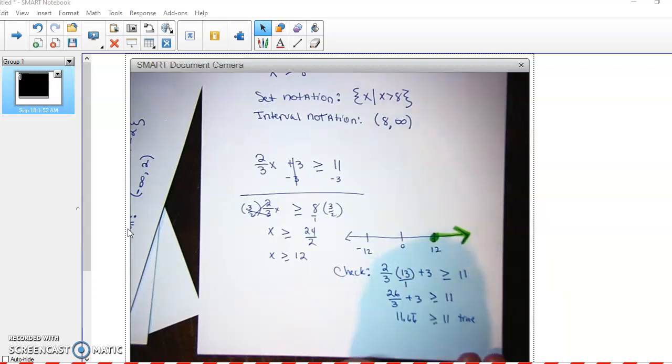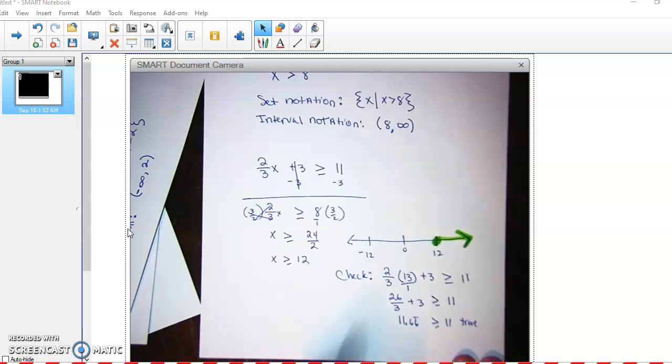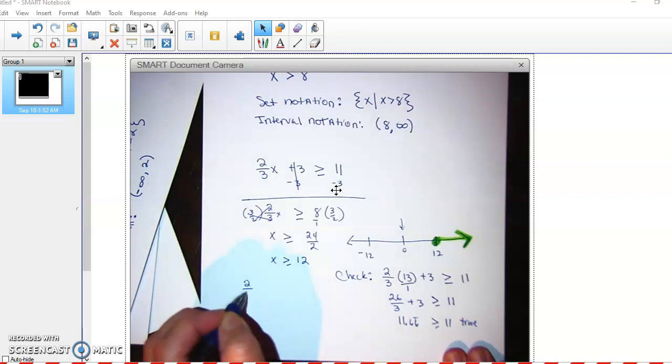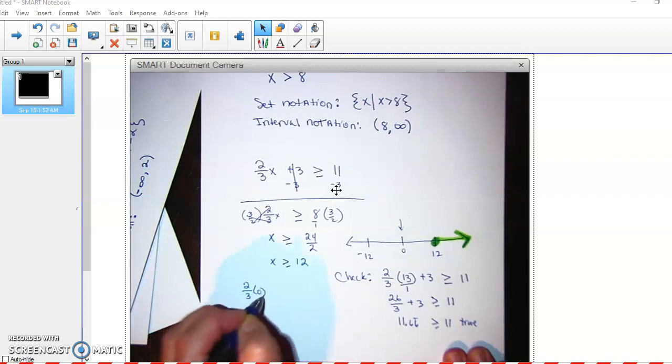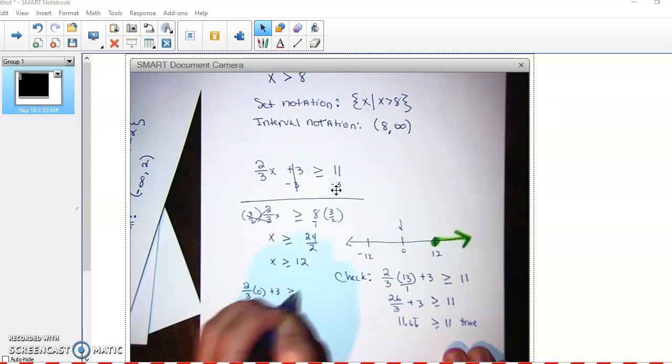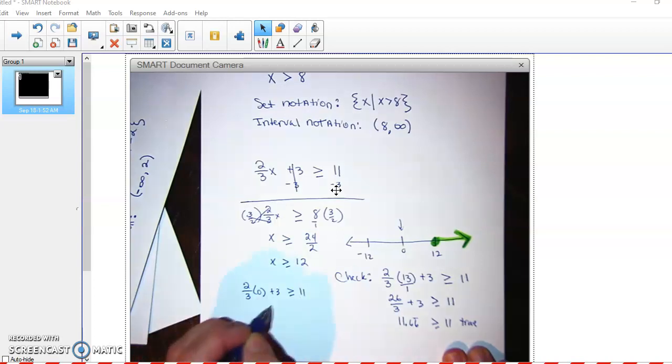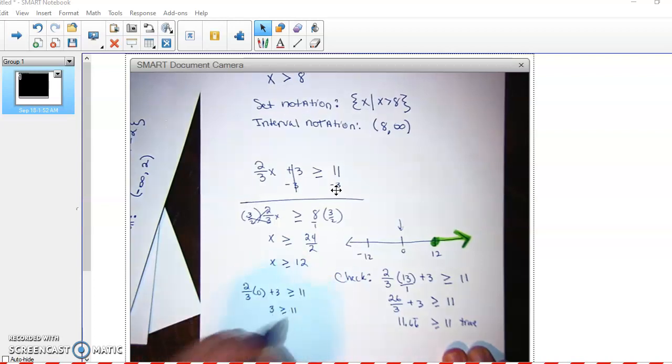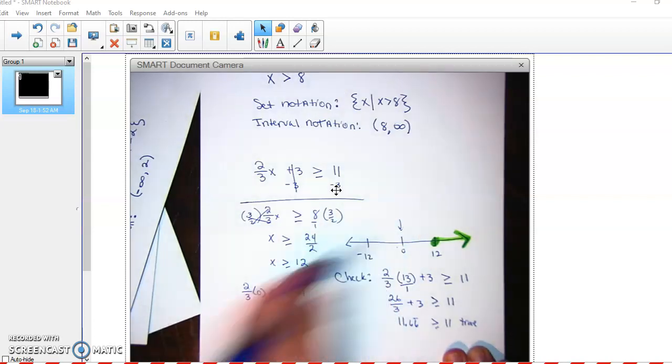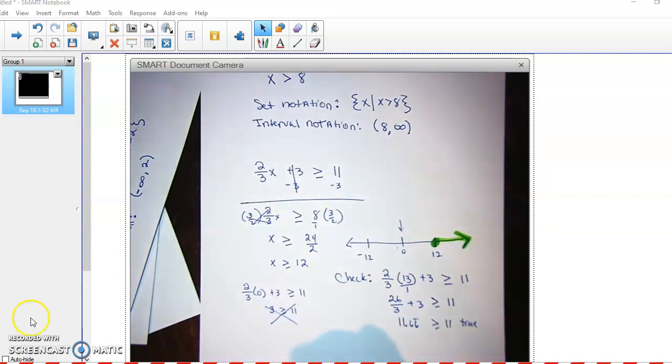so I know I shaded it in the right direction because anything that's shaded is the solution. The other way you can do this is you can use the 0 as a test point. Notice 0 is not shaded. So if I substitute in 0, this is not true, right? So I don't want to shade 0. That's just proof that I don't shade it.